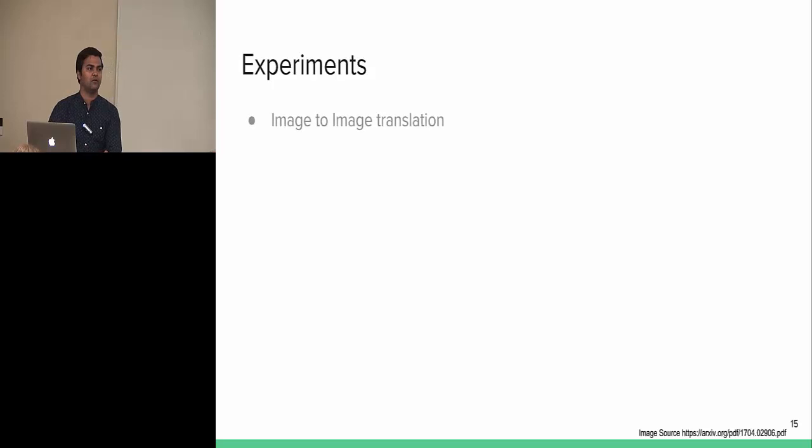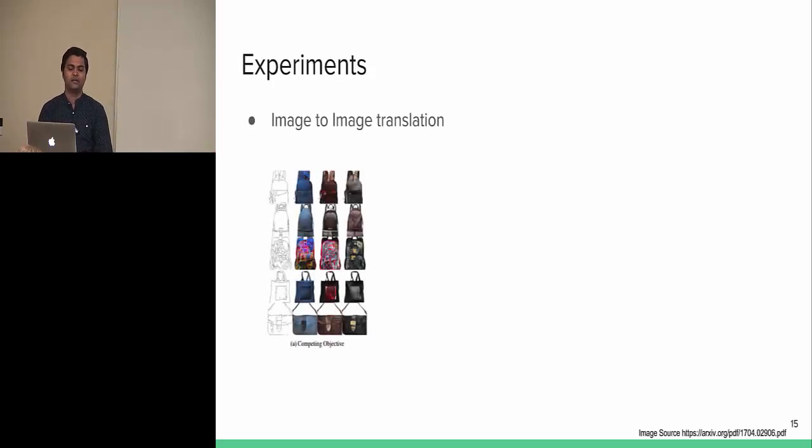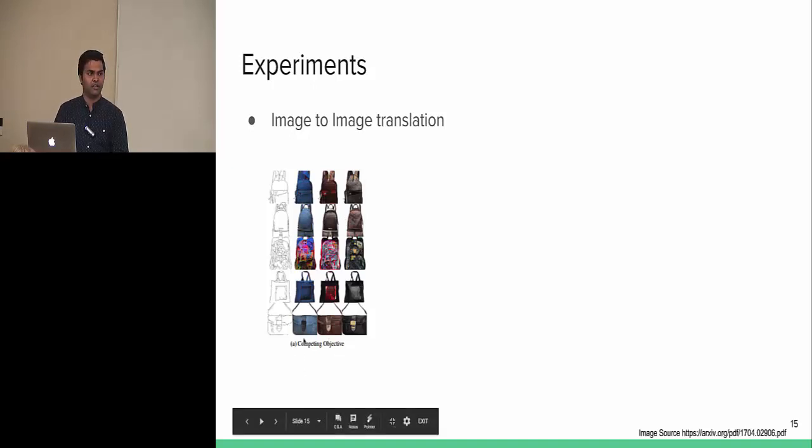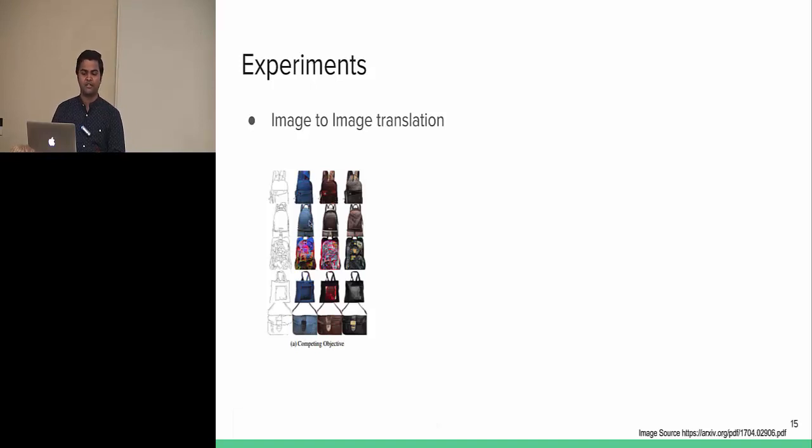The next experiment was on image to image translation. So here the input is the sketch of an image, and the output of the generator should be realistic looking images by applying texture and color on the sketch. So these are the results that they obtained when they were using the competing objective, and in all their experiments they have used three generators. So as you could see, the generators are not only able to generate different looking samples, but they are also realistic.